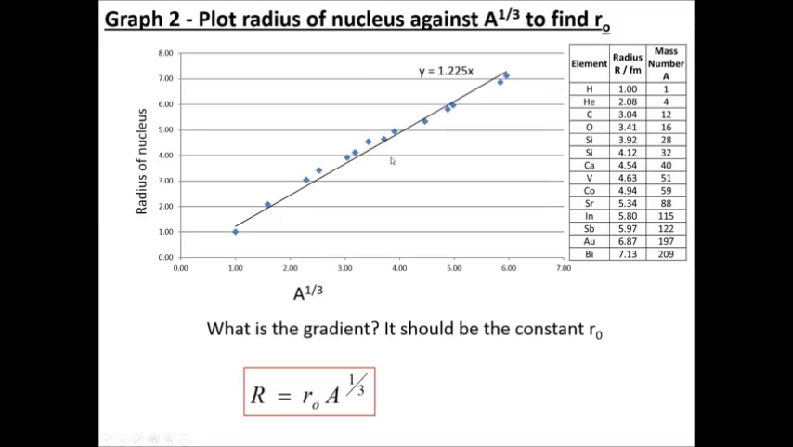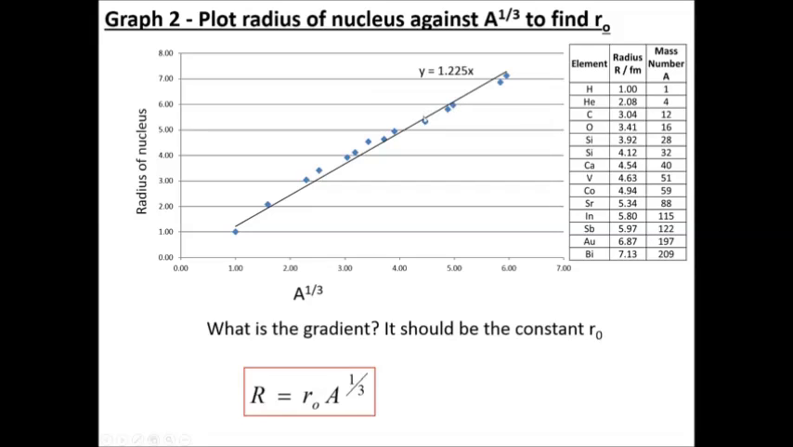The second graph we suggested was to plot radius of nucleus against A to the power of a third to find R0. Looking at our formula, y equals mx, this should be a straight line with R, the radius of the nucleus, on the y-axis and A to the power of a third on the x-axis. If you put these into Excel and take them to the power of a third, you're going to get this relationship, which is a pretty straight line.